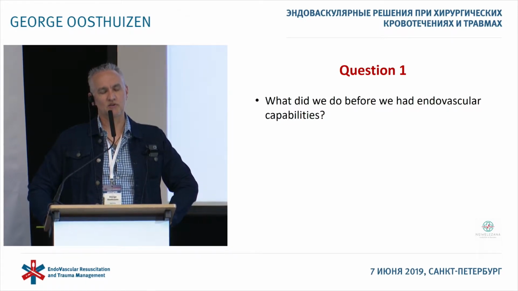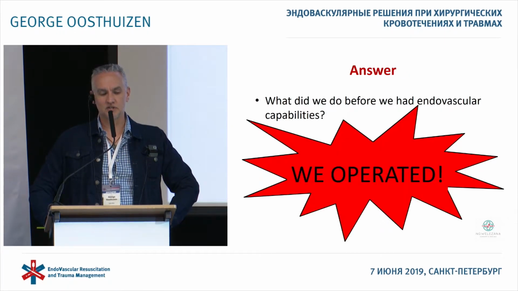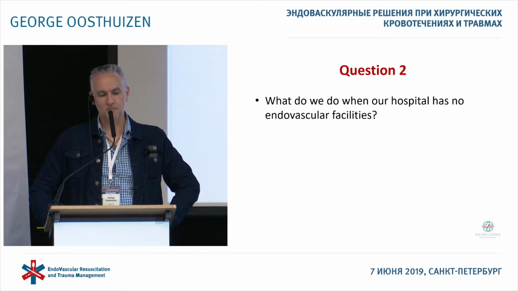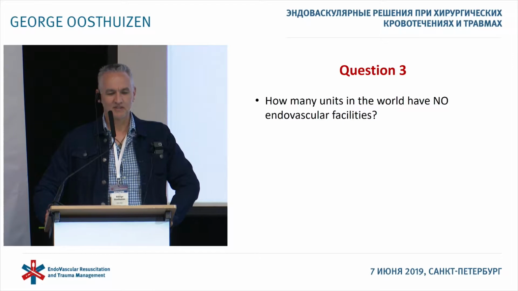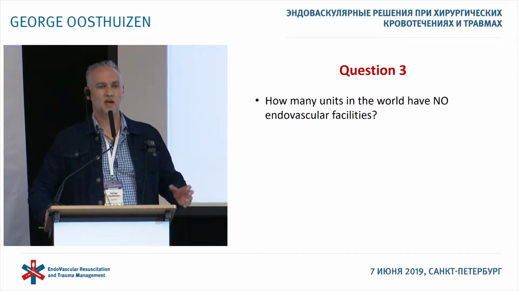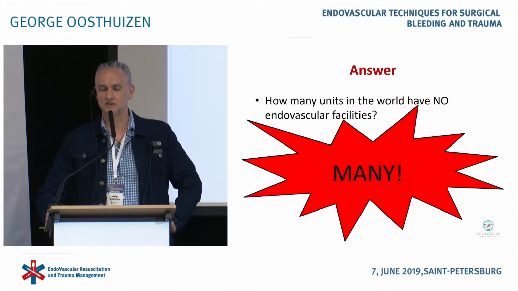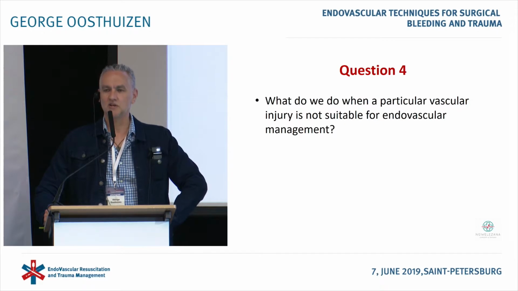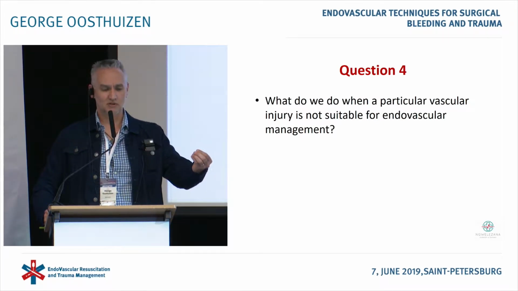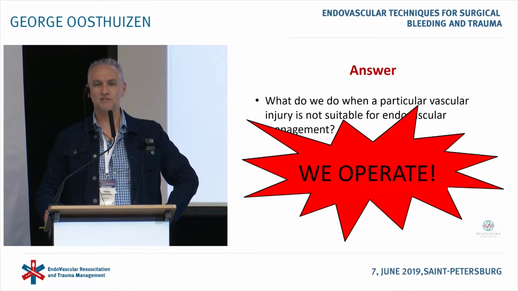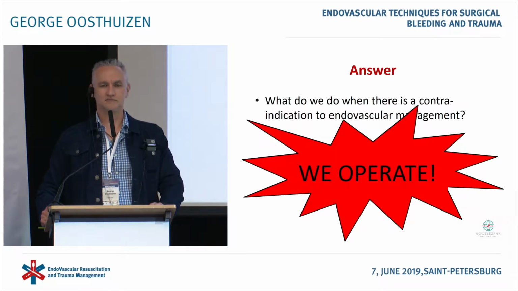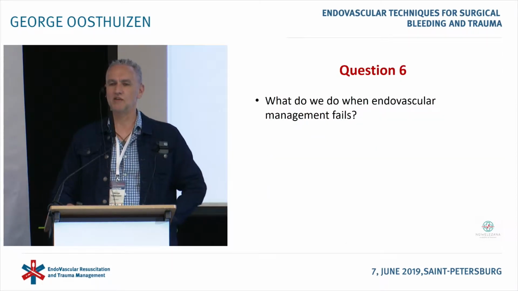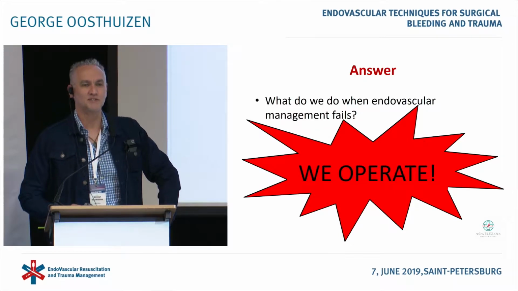Now I have a number of questions for you. The first is, what did we do before we had endovascular facilities anywhere in the world? We operated on them. Secondly, what do we do when our hospital has no endovascular facilities? We operate. Number three, how many units in the world do not have endovascular facilities? Many, a great many across the world. Number four, what do we do when a particular vascular injury is not suitable for endovascular management? We operate. Number five, what do we do when there is a contraindication to endovascular management? We operate. Number six, what do we do when endovascular management fails? You guessed it, we operate.